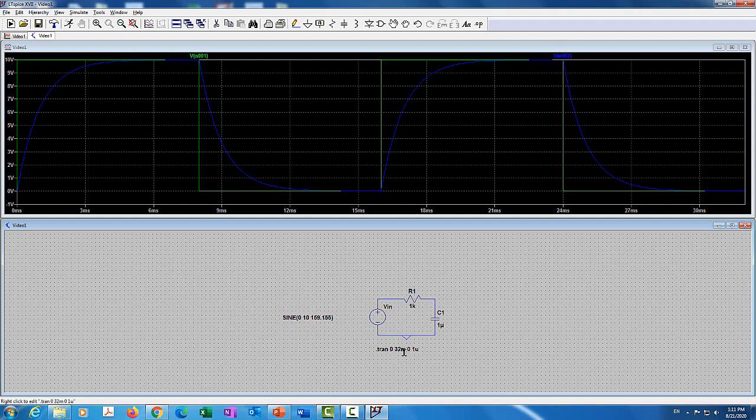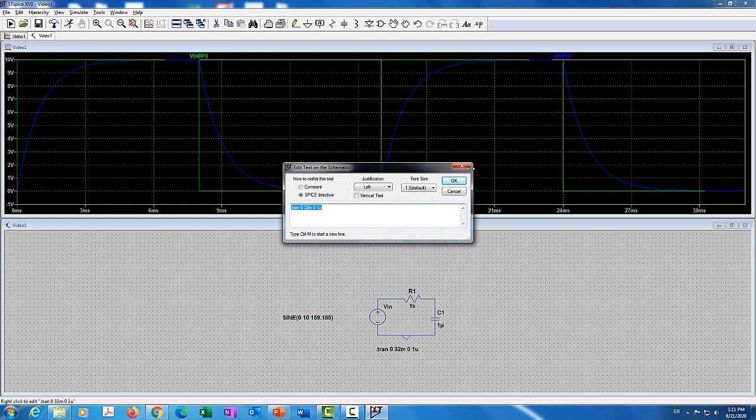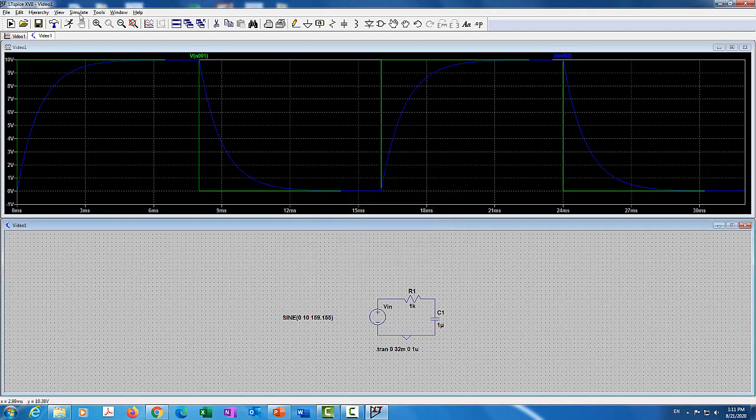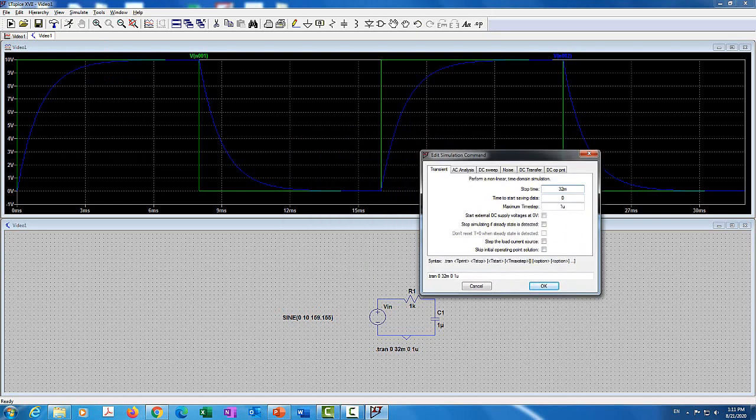So I need to know how many cycles I need to define. I can right click on the top of this command, and that will take me automatically to the edit command window. Or I can go to simulate, edit command window. That would work also. So if I know that it's 6.3 milliseconds for each cycle, then I'm going to simulate for 63 millisecond, and here I want to give it about 10 cycles.